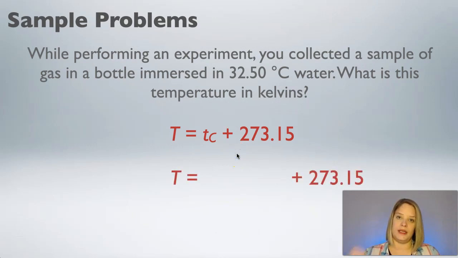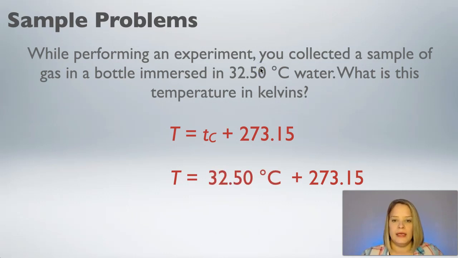Then you'll plug in the number that you're given in the problem in place of the appropriate variable. So TC is representing Celsius. I can put my 32.5 in its place, and then I just add 273.15. Make sure you mark your answers with the proper unit. The unit here is Kelvin. That's what they asked me for.